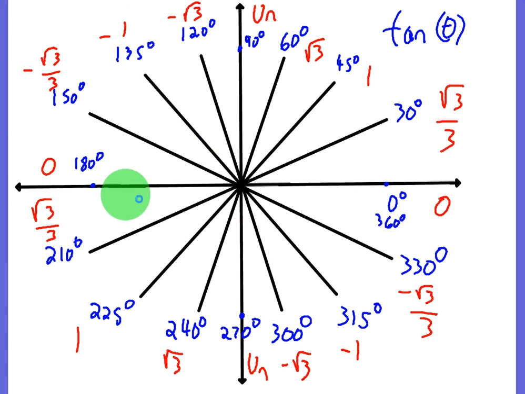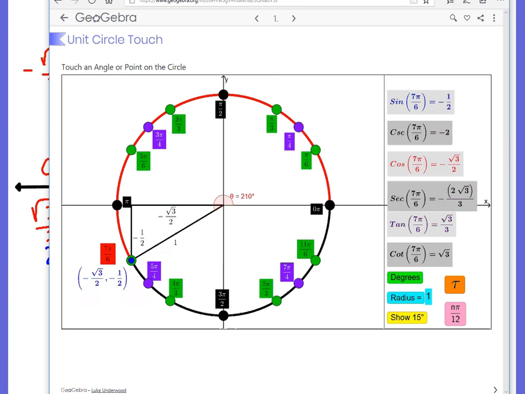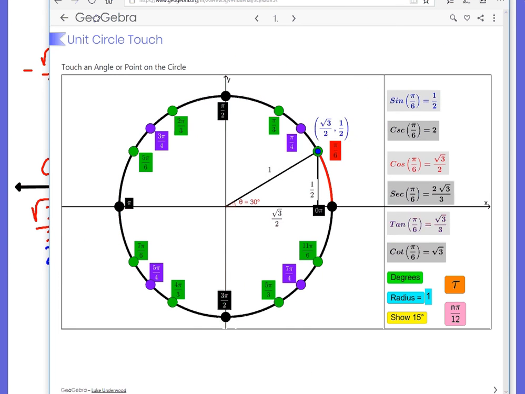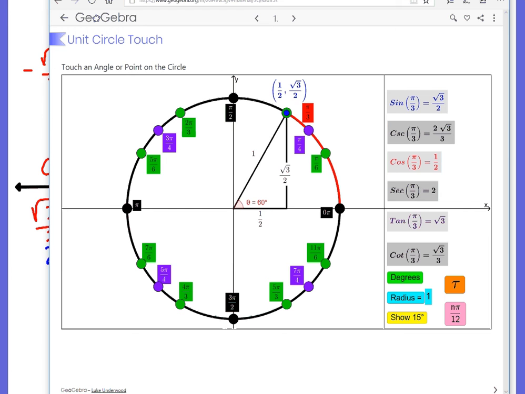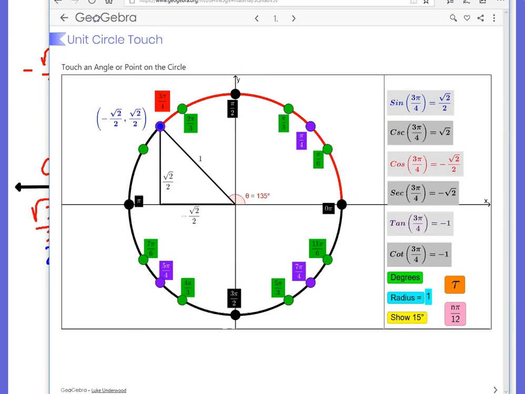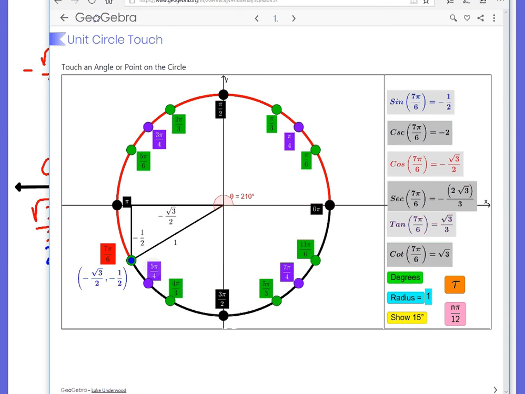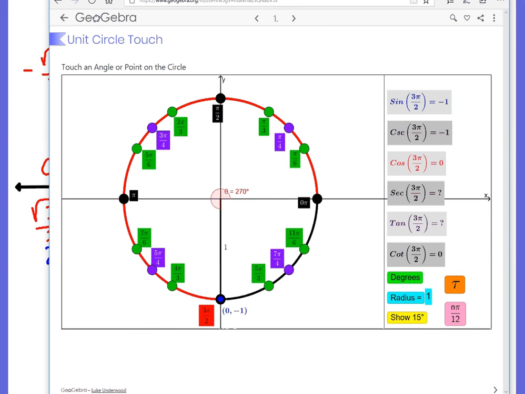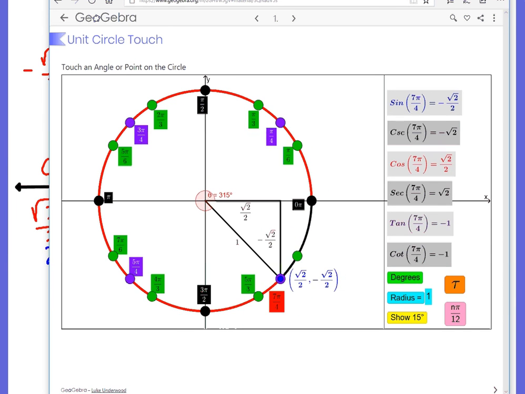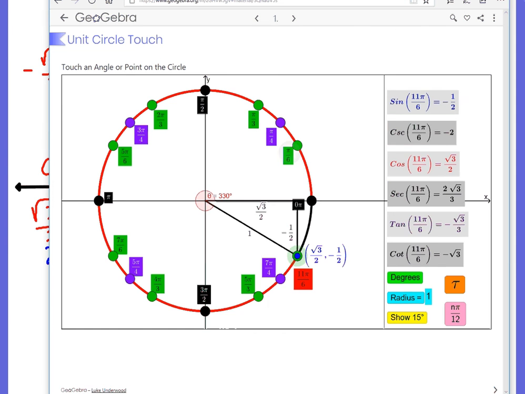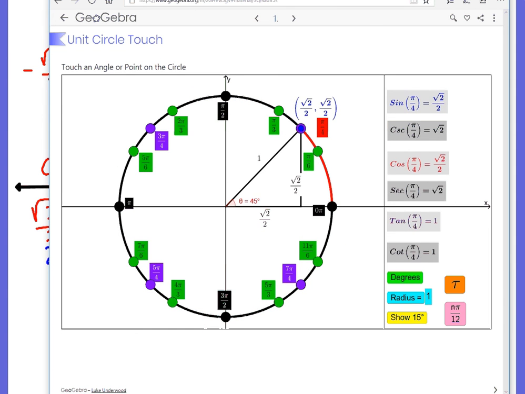Tangent is undefined on the top and bottom of the y-axis and equal to 0 on the sides of the x-axis. That's it. So if you know these values of tangent at each degree or radian, of course these have radian equivalents, pi over 6, pi over 4, so on and so forth, and you know the points on the unit circle in terms of radians, so x and y, then you know sine, cosine, and tangent at any given angle. So all you need to do is know these identities in order to figure out the reverse.